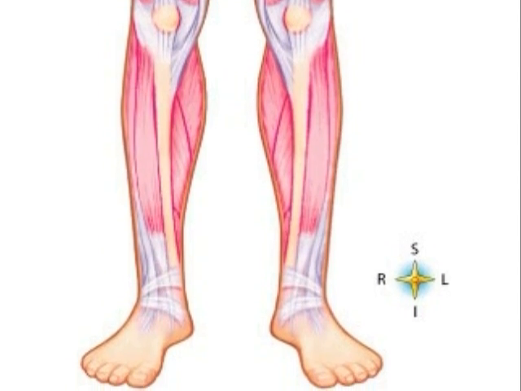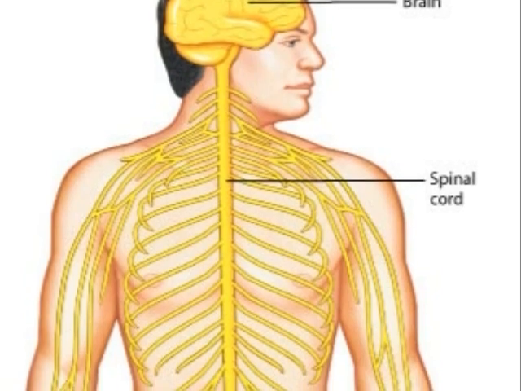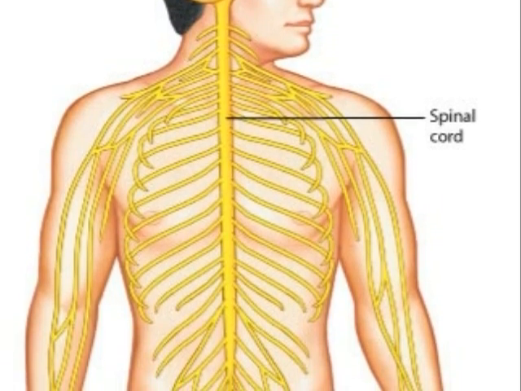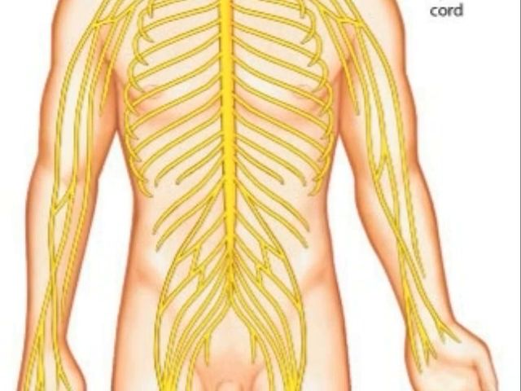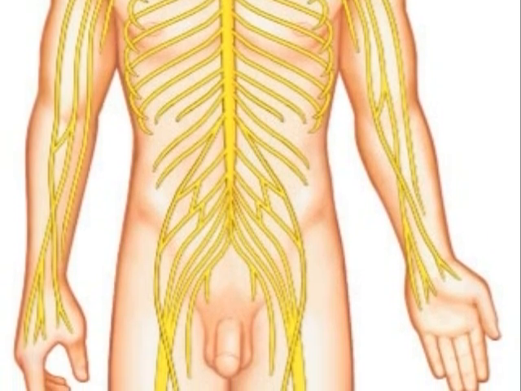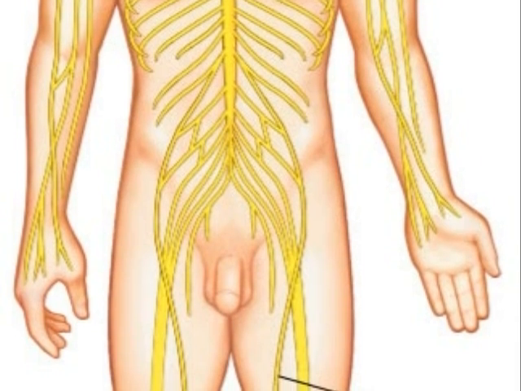Your nervous system. Your nervous system is your brain, your spinal cord, and all those nerves that go from it to your extremities. Without your nervous system, you wouldn't feel a thing.